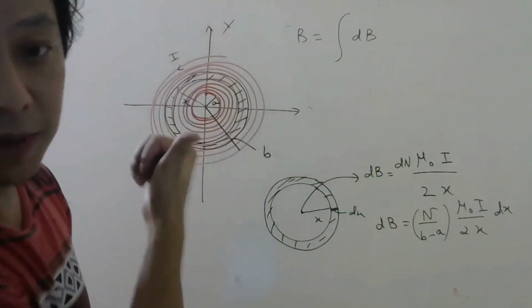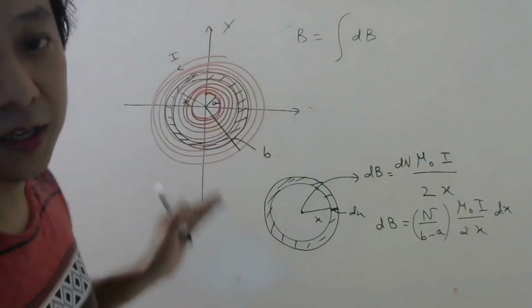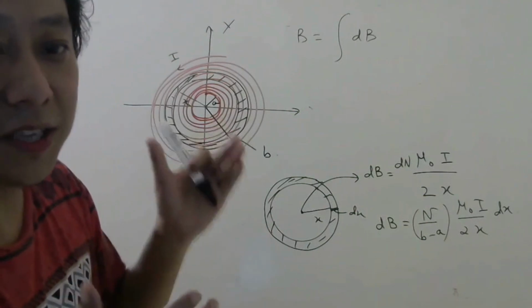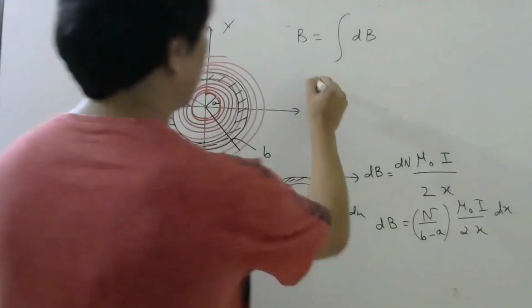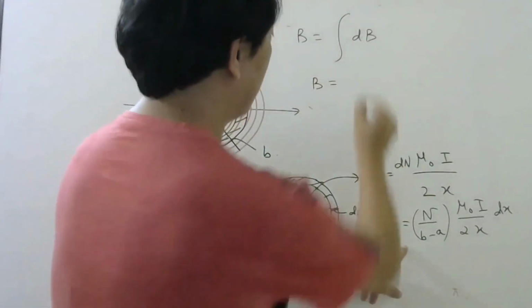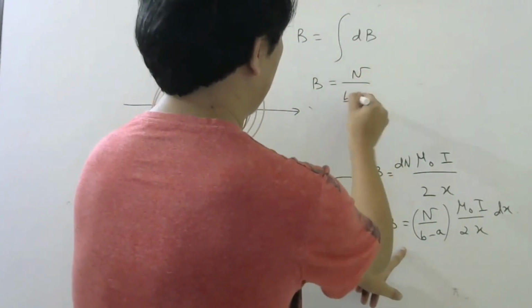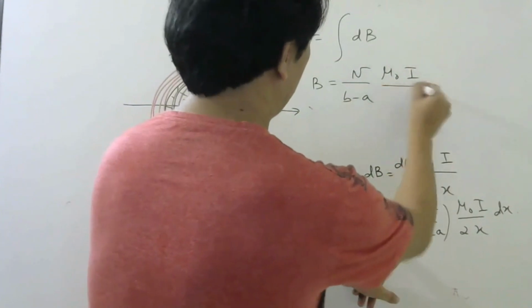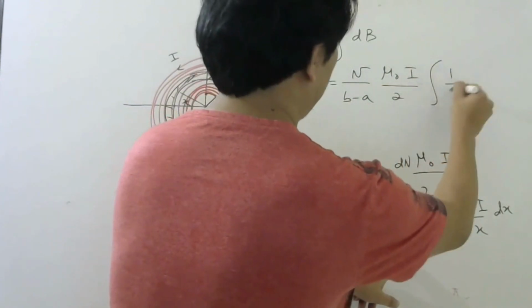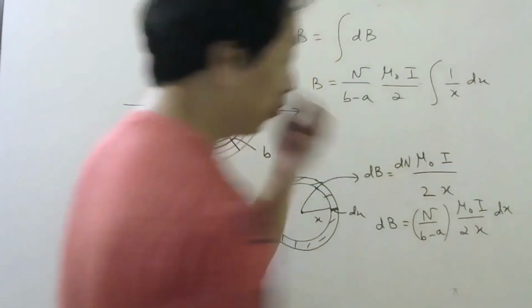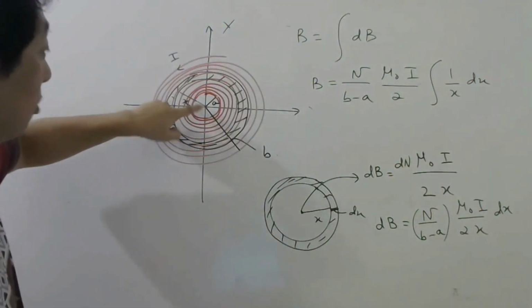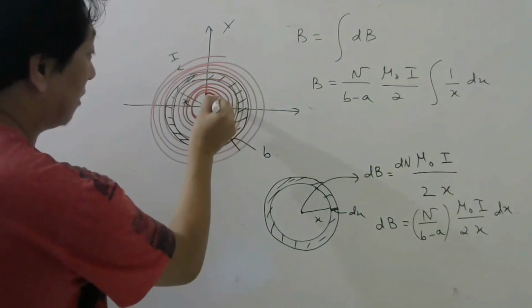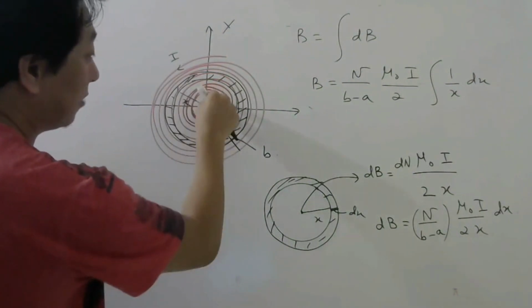So since all the magnetic field due to different rings of this spiral are in same direction, we can just add. So it will be constants you take outside, N by B minus A, mu naught outside, I outside, 2 outside, integral of 1 by x dx. Now from where to where? Remember, not from 0 because the spiral starts from radius A. So when I am here, if I draw a ring, radius will be A.